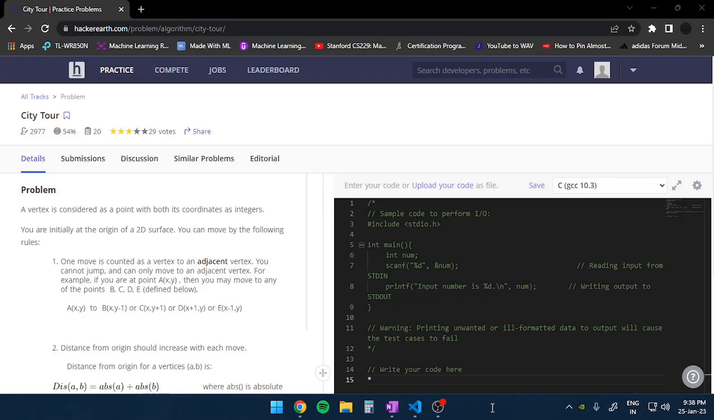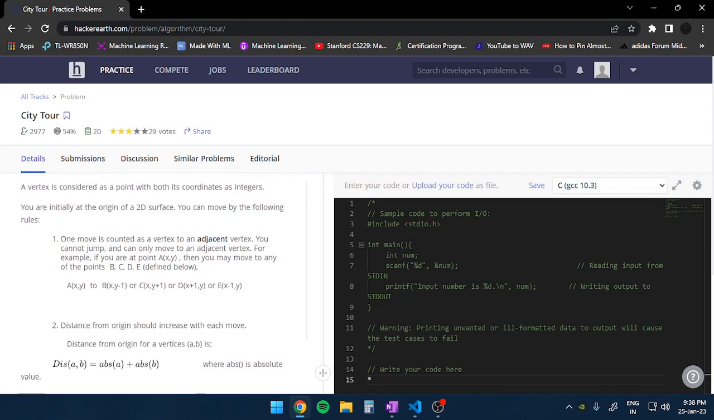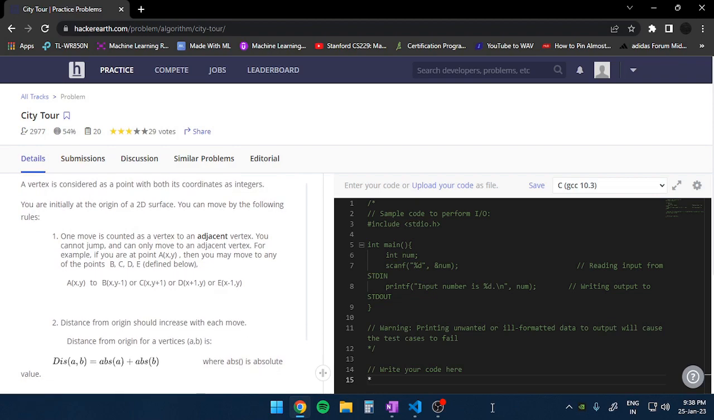So we have a problem here. City tower. Let's quickly read the prompt. Surface. A point moving may move to any below. Okay, now here BCDE is basically 4 directions they are specifying to us.